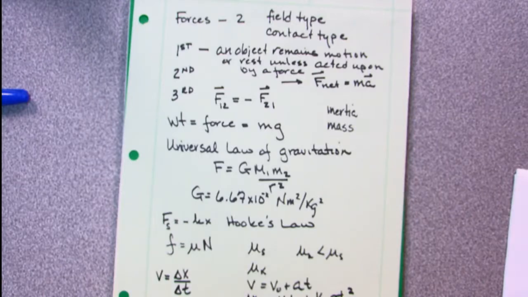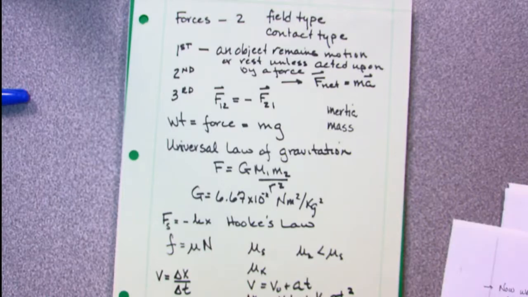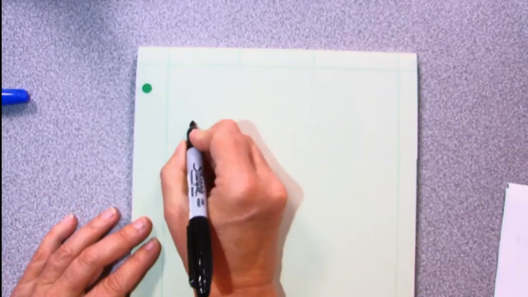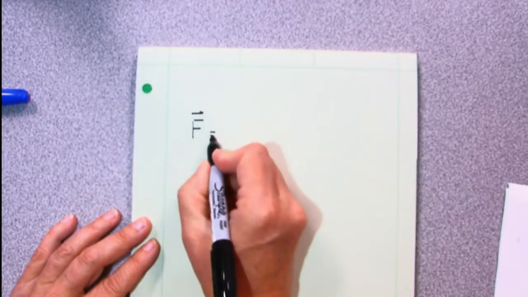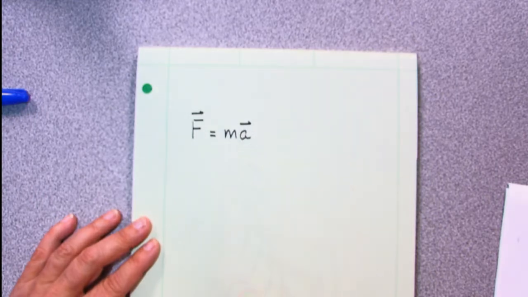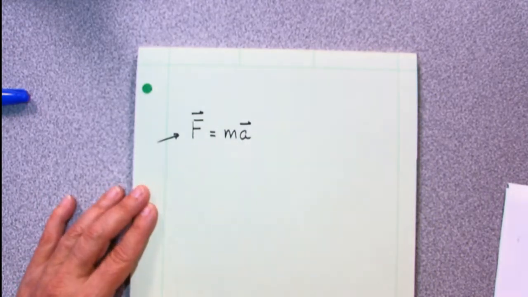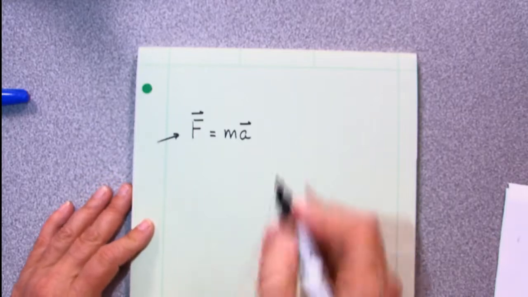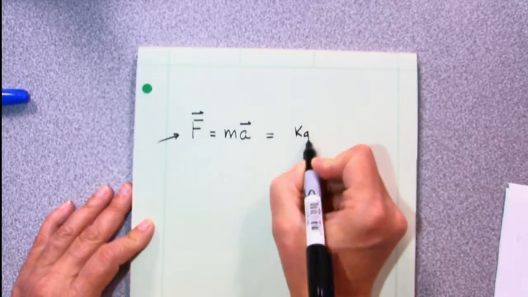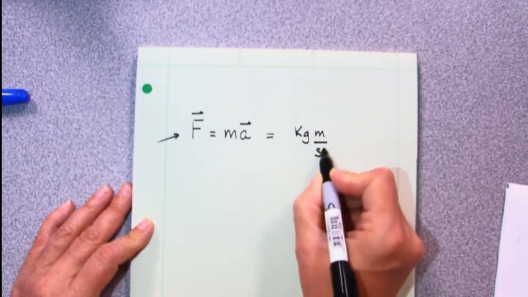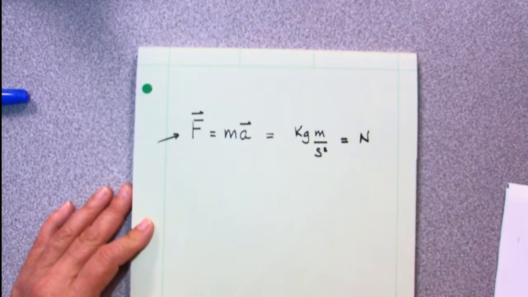Okay, on Friday, we talked about contact forces. We defined the laws. We even talked about drawing free body diagrams. I think we even talked about the definition of a Newton. So we're about to do that again. So if I do force is equal to mass times acceleration, and remember, this is the simplified version of Newton's law, my units are going to be in kilograms, meters per second squared, and that's defined as a Newton.